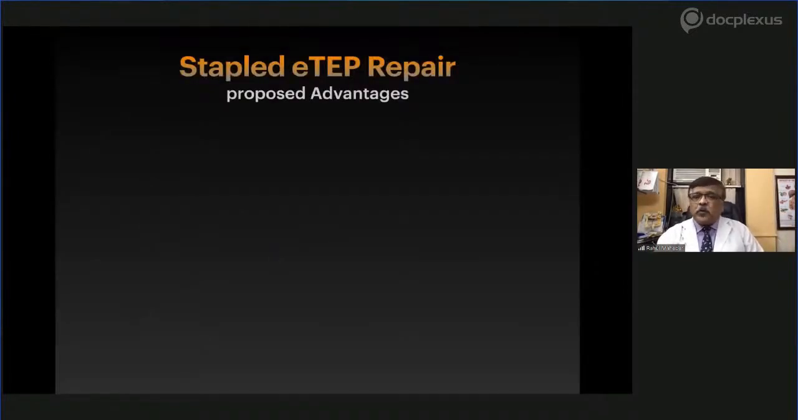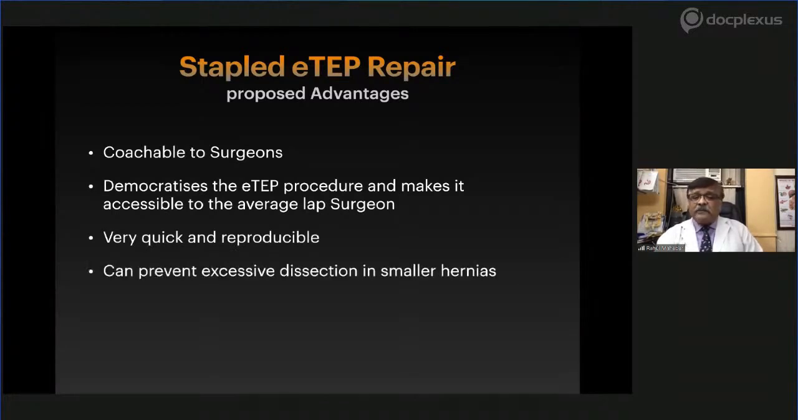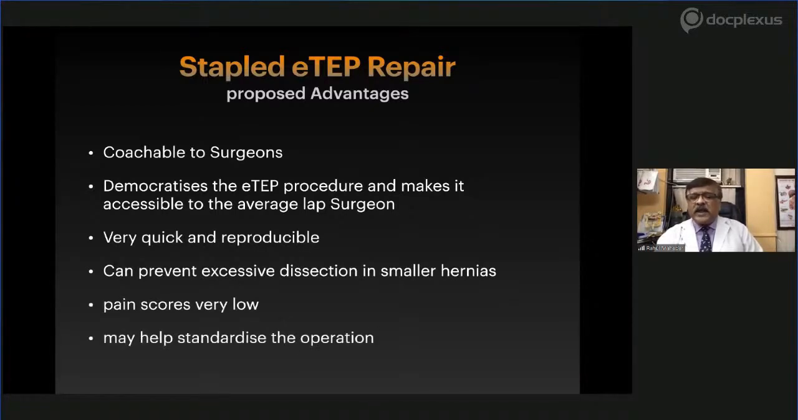The proposed advantages of the stapled E-TEP repair are that it is approachable to surgeons. It democratizes the E-TEP procedure and makes it accessible to the average laparoscopic surgeon. It is very quick and reproducible, and it can prevent excessive dissection in smaller hernias. Pain scores are very low, and it may help to standardize this operation.